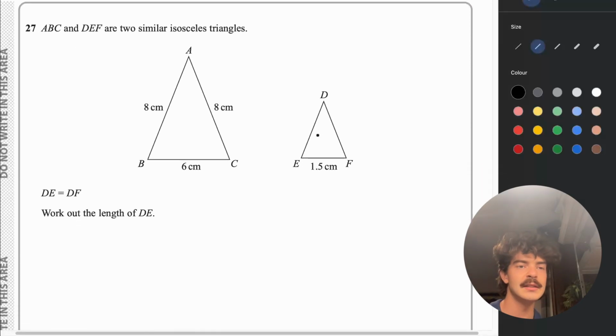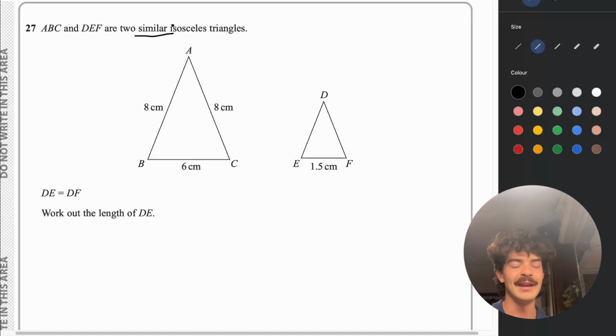Last but not least, we have question 27. And here we've got ABC and DEF are two similar isosceles triangles. So similar means that they share the same angles, but they have different lengths. One's been enlarged or one's been made slightly smaller, but their angles remain the same. Now, this means that we can deal with something called scale factors. One of the triangles is essentially a big version of the other.